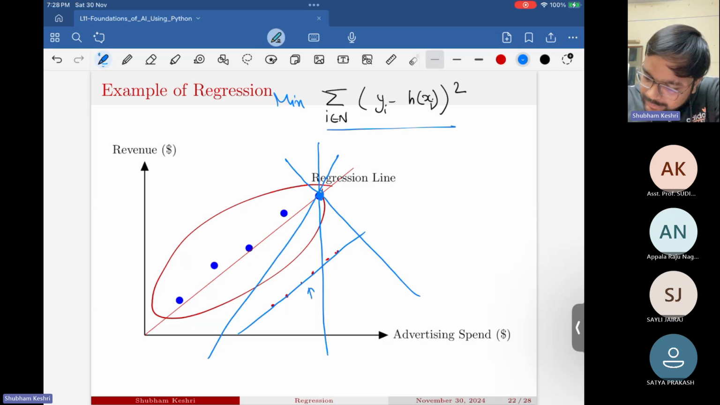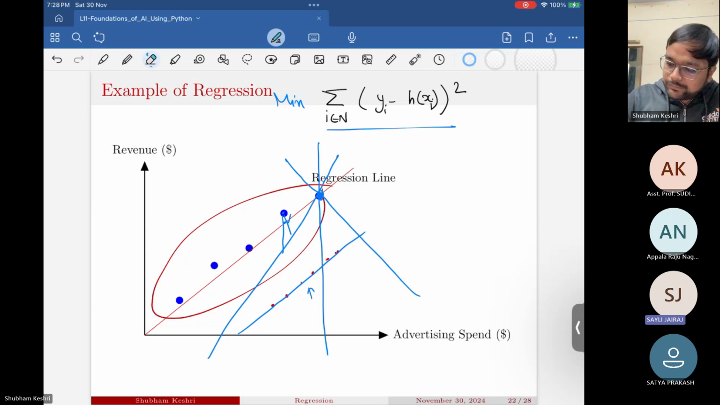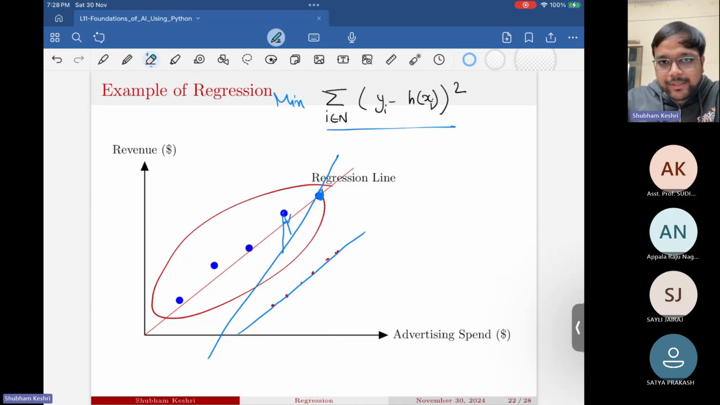But you see, this line has a minimum error from this, but the error increases as you go to this line and the other lines, right? So you have to minimize the summation of the errors for all the points. Okay, is that clear?